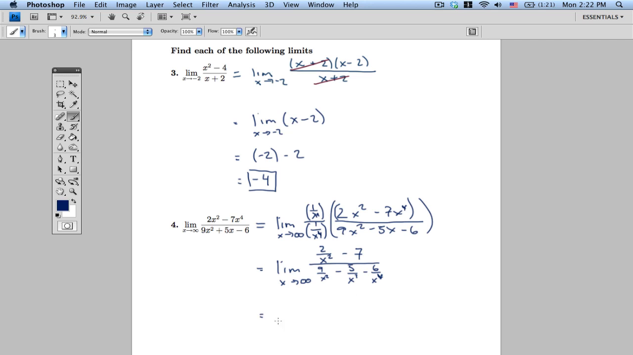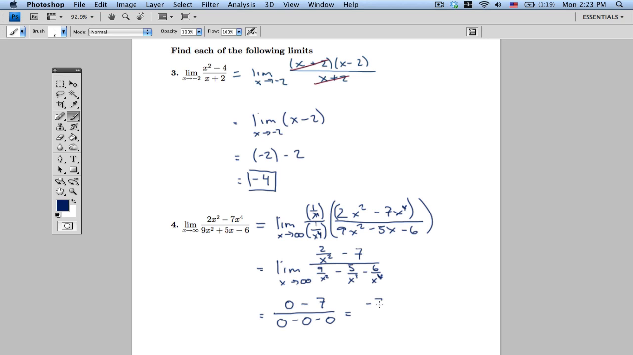Okay, and now what we're going to do is take the limit of each of these individual terms and then add them together and divide and all that kind of stuff. So if you look at this first term here, as x goes to infinity, this thing goes to 0, right? And again, since I'm taking the limit, I'm going to stop writing the limit symbol. The limit of 7 is just 7. The limit of 9 over x squared is 0. The limit of 5 over x cubed is 0. The limit of 6 over x to the positive fourth is 0.